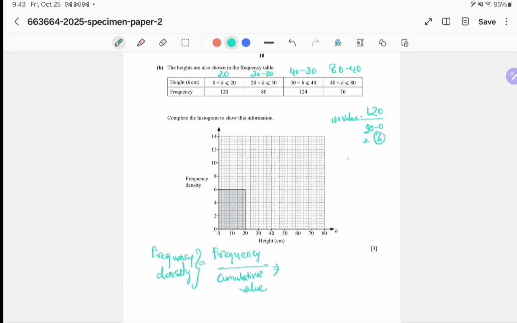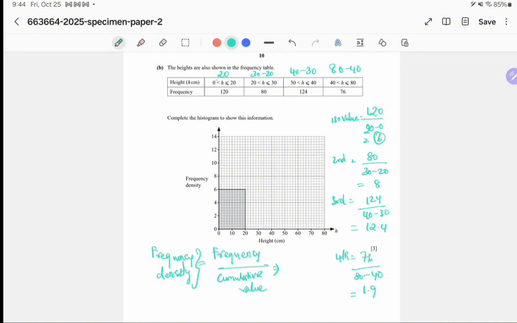Okay, first one. Second value, it is 80 divided by 30 minus 20. So it is 8. Okay, third value, it is 124 divided by 40 minus 30. So it is 12.4. Fourth value, it is 76 divided by 80 minus 40. So it is 1.9. Okay, can we mark these on the graph one by one?